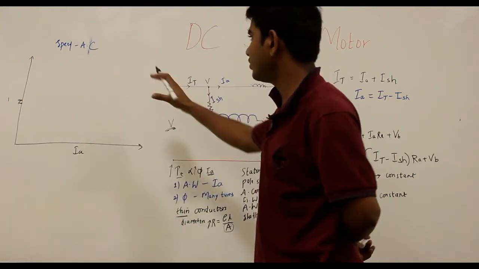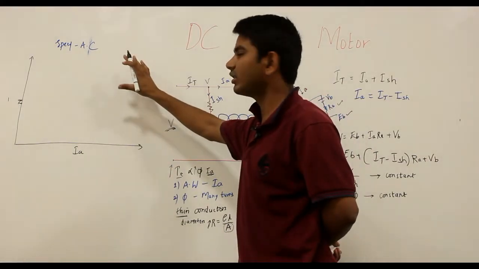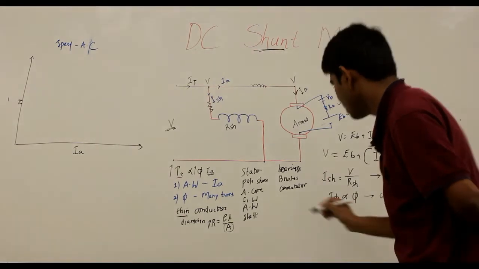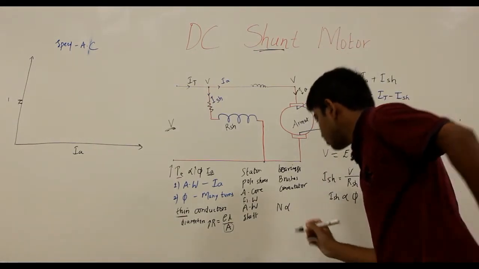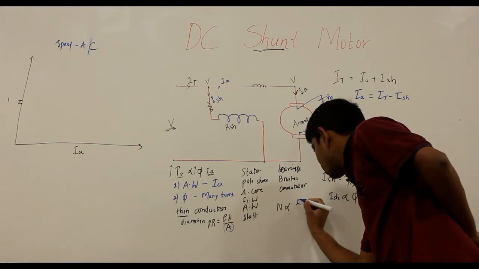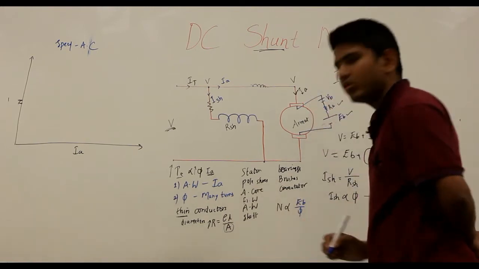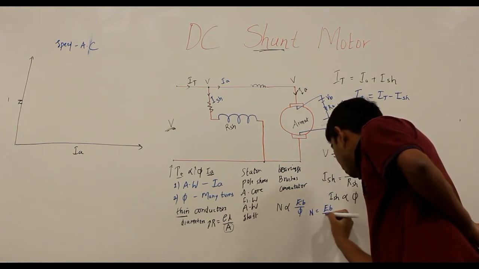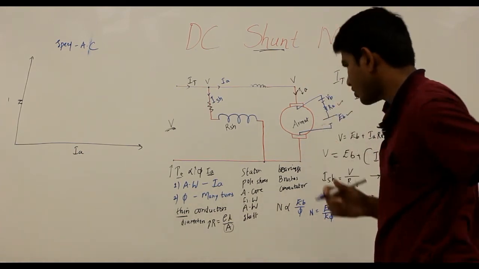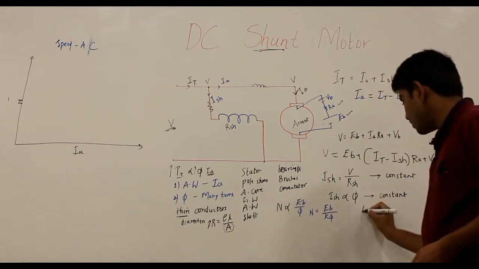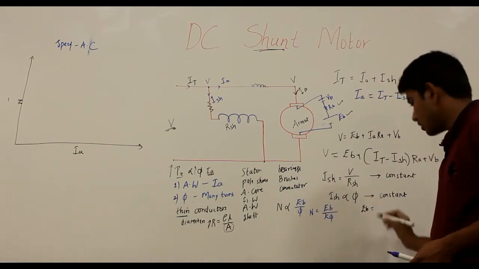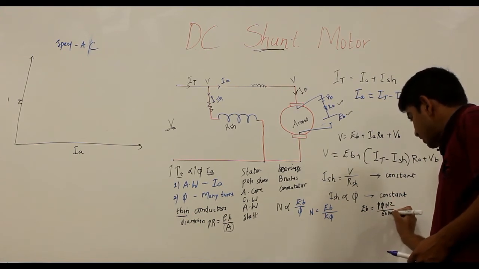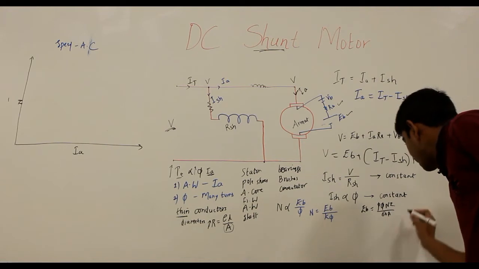So we know the formula for the speed in relation with the armature current. I know that speed is proportional to Eb upon phi, or in other terms, speed is equal to Eb upon K phi, because we know that Eb is given as P phi N Z upon 60A.